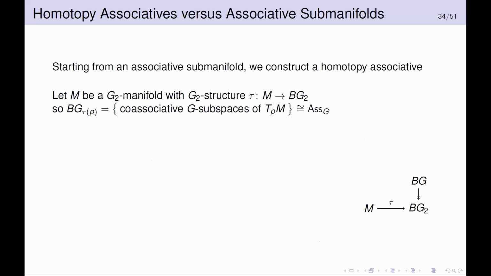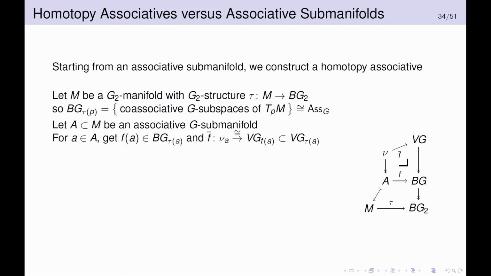Okay. So if we have an associative submanifold, we repeat the Pontryagin-Thom construction. We want to turn this into a homotopy. So we start with the classifying map from M to BG2, and remember we have this B_G bundle over BG2. And now, if we have an associative G submanifold, then it comes with the inclusion to M, and it also comes with the classifying map to B_G for the normal bundle. So we have this little diagram.